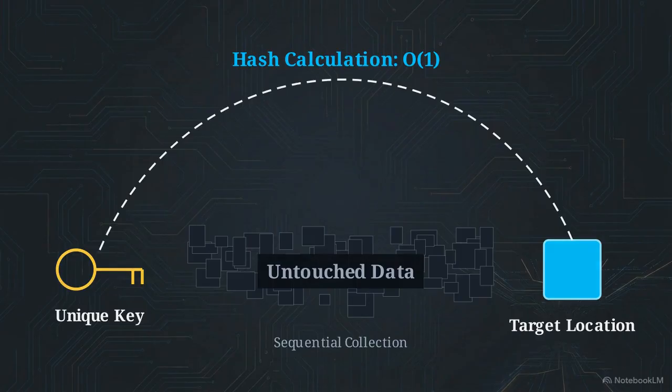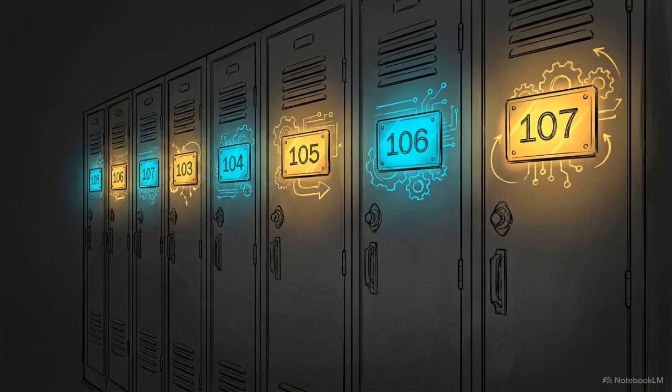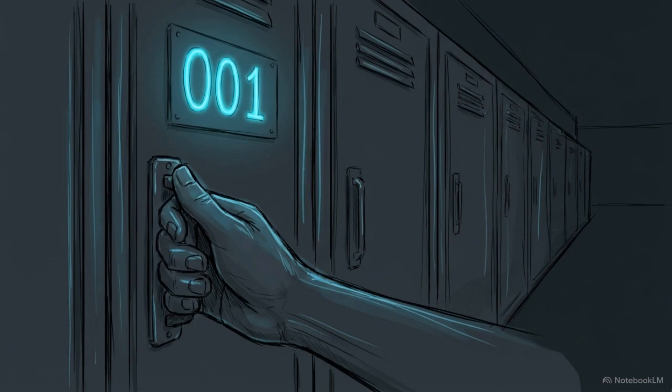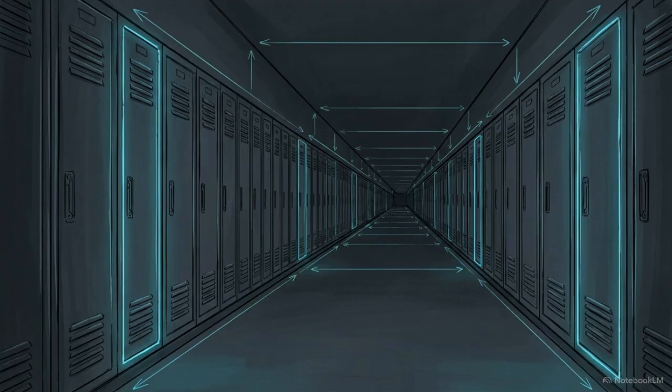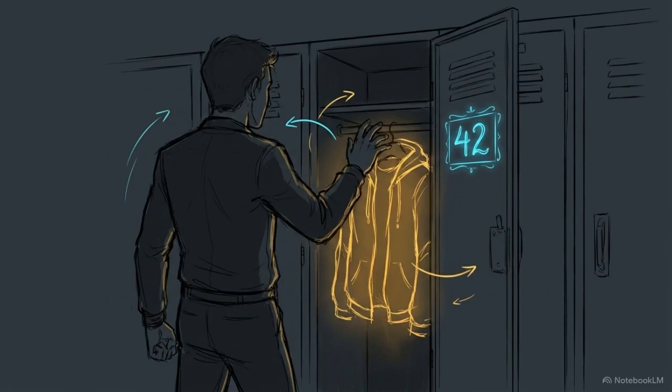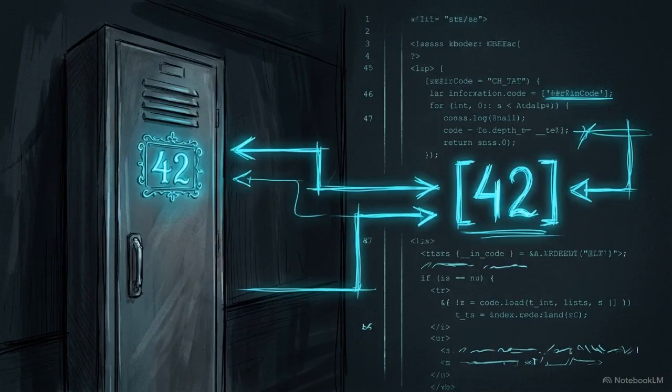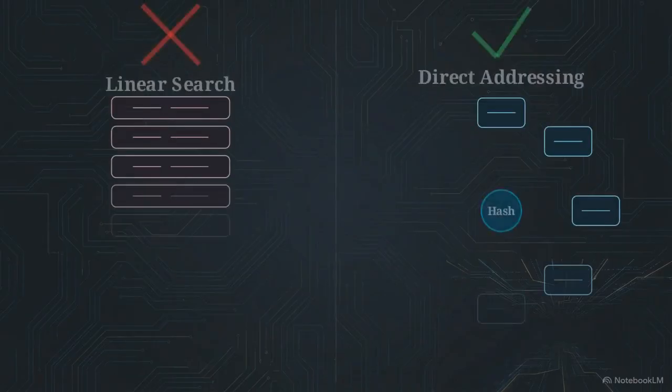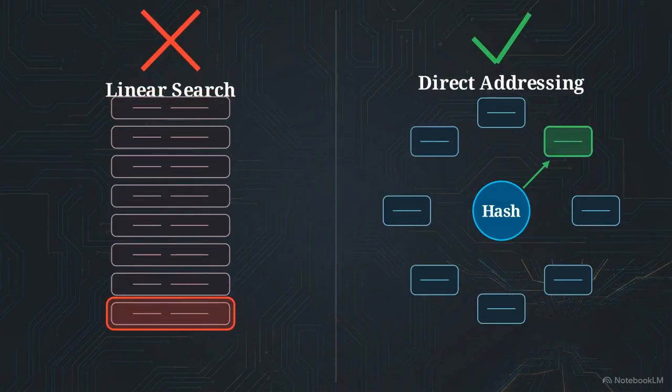rest of the collection. This mechanic is similar to a physical locker system. To retrieve an item from a locker, you don't start at the first door and open every one until you find your jacket. Because each locker has a unique number, you walk directly to that specific door. Hash tables apply this same logic to digital storage. This structure changes data retrieval from a process of scanning through an entire list into a system of direct addressing.